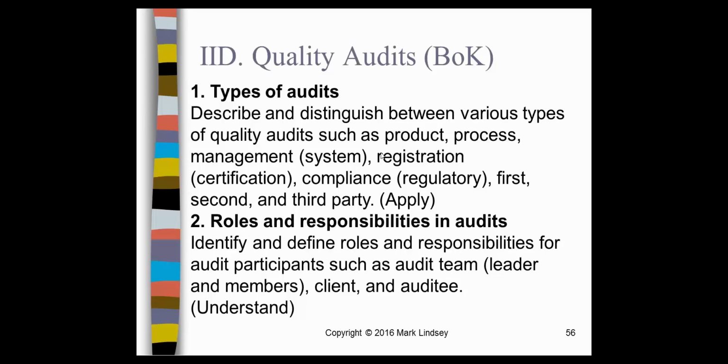Level cognition applies. Then number 2, roles and responsibilities in audits. You have to define those roles and responsibilities for all the participants, such as the audit team, the client, and the auditee. And the level of cognition on that is understand.